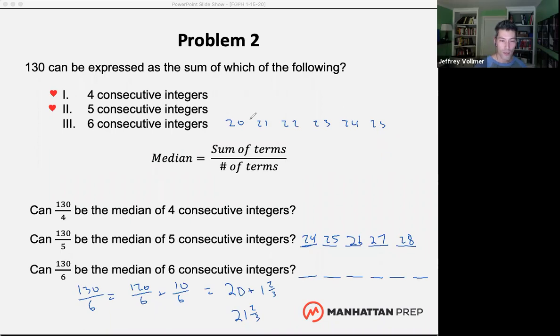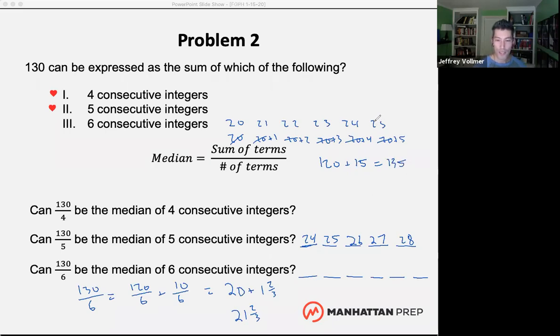25. Well, that's the same as 20, 20 plus 1, 20 plus 2, 20 plus 3, 20 plus 4, 20 plus 5. That's 6 20s in there, so that's my 120. And 1, 2, 3, 4, 5, we did this earlier, we added those up, that was 15. So that's 135. Okay, so this is too much.